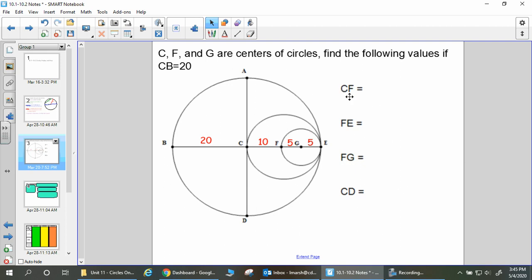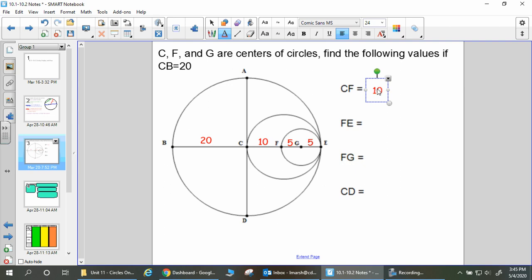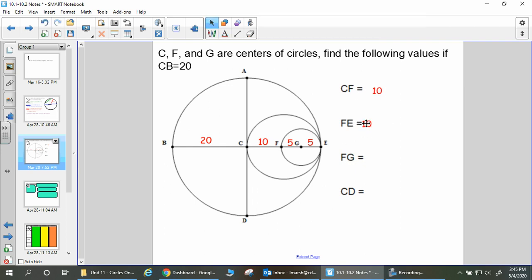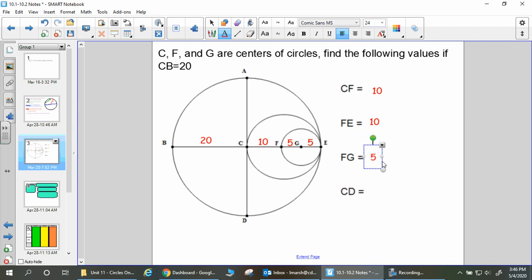They asked me to find the length of CF. Well, when I look at my picture, CF was the radius of that medium circle, so CF is 10. FE, that's the whole way across the small circle. It's also technically a radius of the medium as well, so FE is also 10. FG, when you look at our picture, that's going to be the radius of this small circle, so that's going to be 5. And then CD, well, CD is just another radius of the big circle. So if CB was 20, CD would also have to be 20.